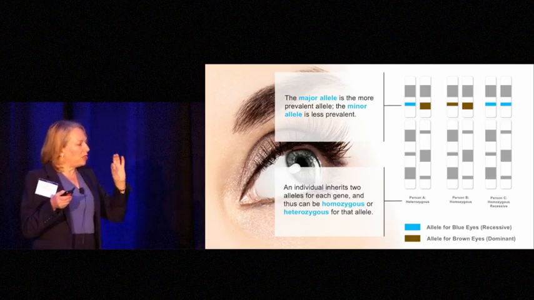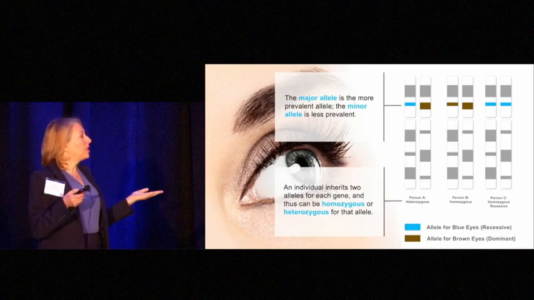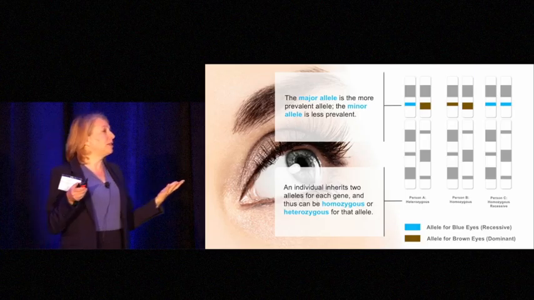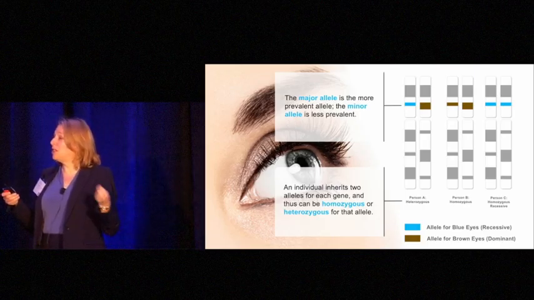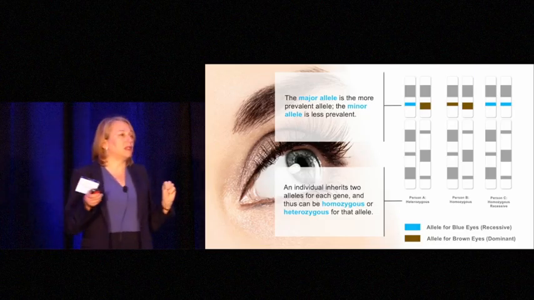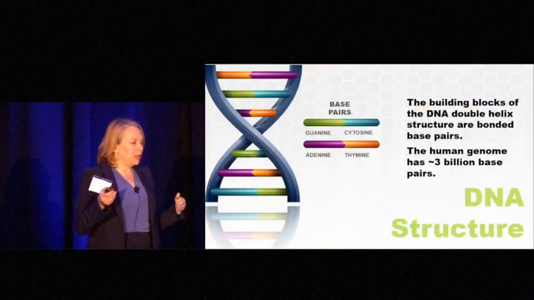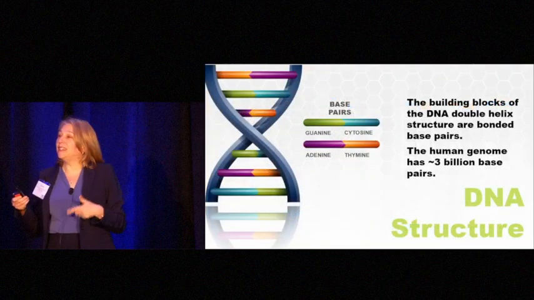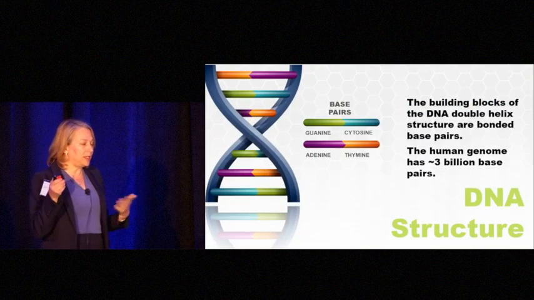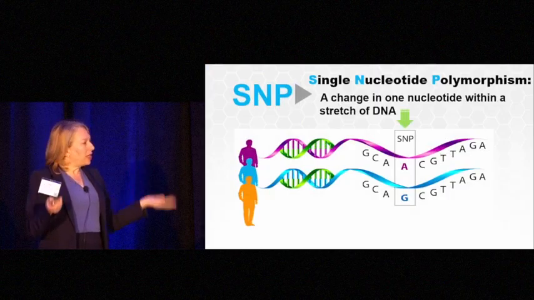So the minor allele is, by definition, the variant. You'll also, of course, hear the terms homozygous and heterozygous. Homo for the same, so homozygous means they have two of the same allele, and heterozygous means they have one copy of one and one copy of another. The base pairs are the building blocks of the DNA, A, T, C, and G: adenine, thymine, cytosine, and guanine. So now we get to a SNP.